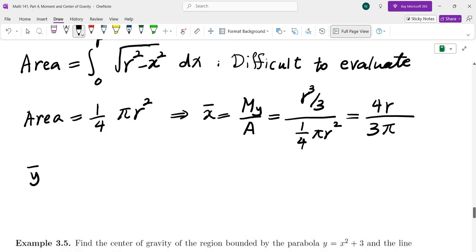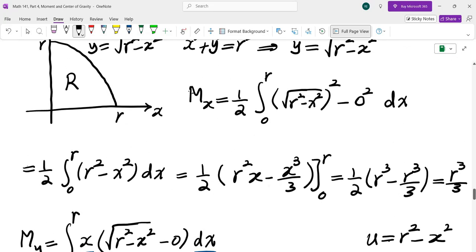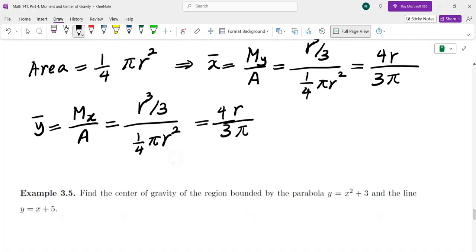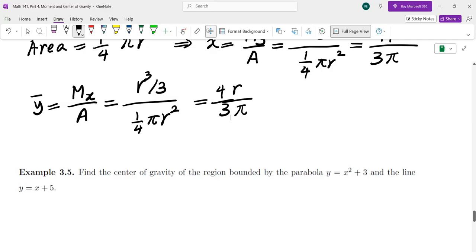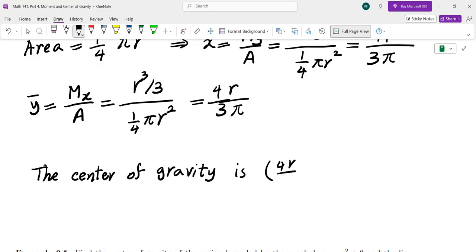And y bar becomes m sub x divided by area. So again, m sub x was the same thing. If you look at the computation that we did, we got r cubed over 3. So it's r cubed over 3 divided by 1/4 pi r squared. And that is 4r over 3 pi. So the center of mass, or the center of gravity, is 4r over 3 pi, comma, 4r over 3 pi.